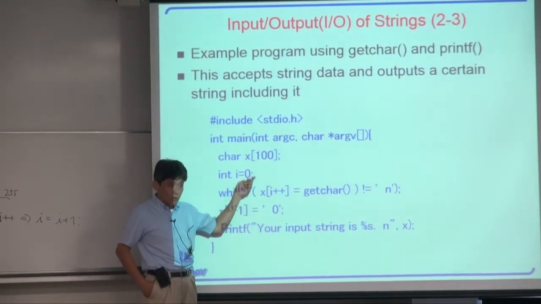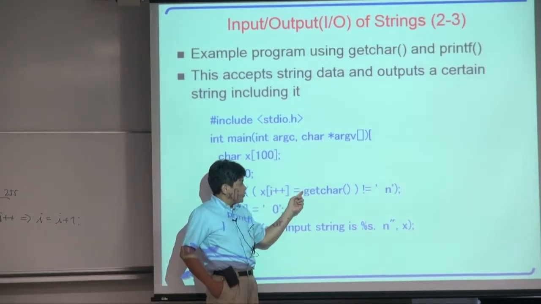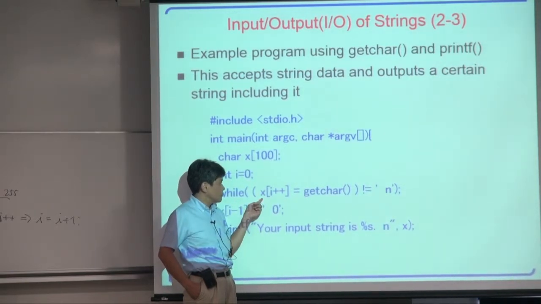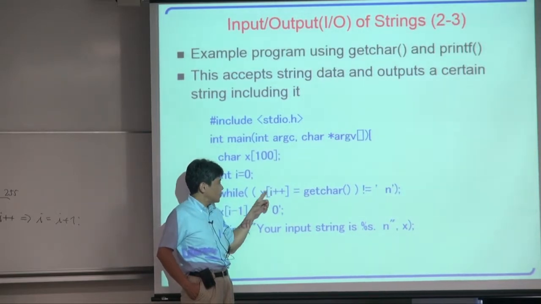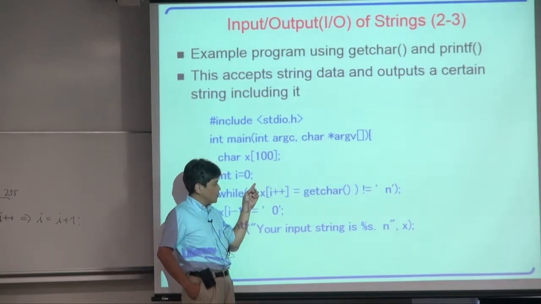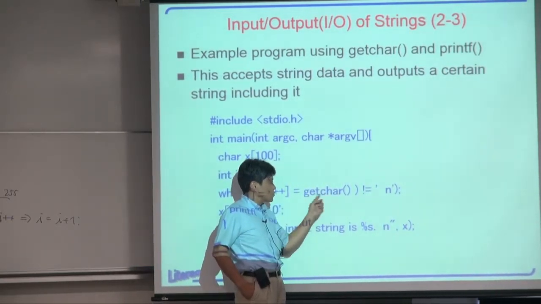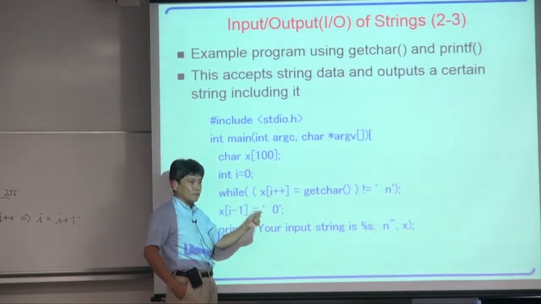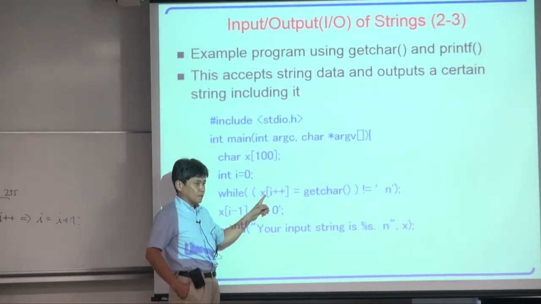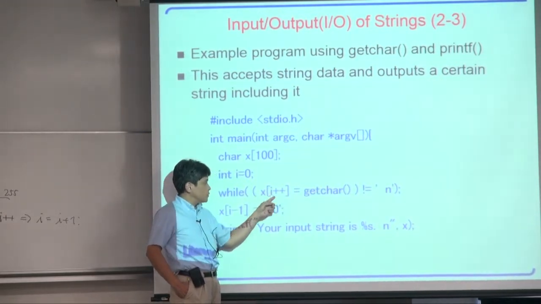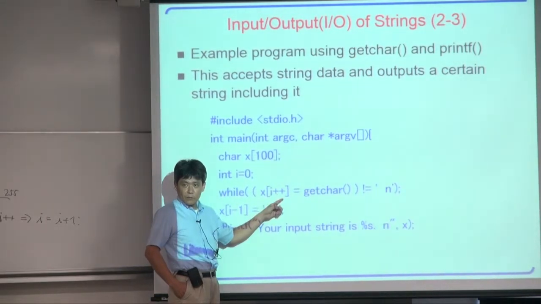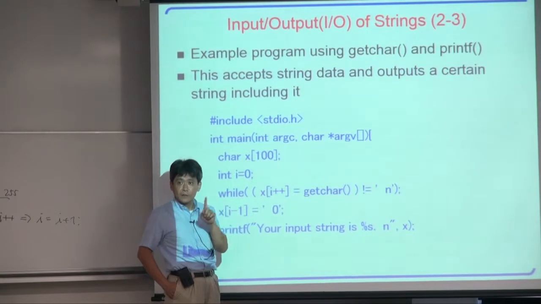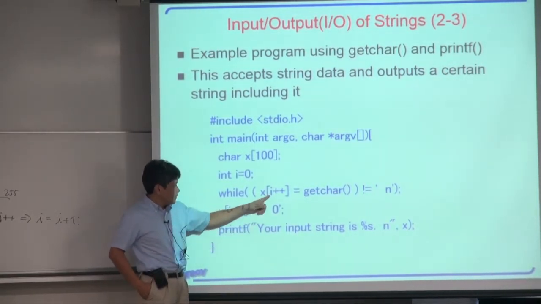So the initial value of i is 0. At the first execution of this loop, i is 0, so the element position is index 0. Firstly this function is called, and the return value of this function is stored in the first element of this array, index 0. After that, this index variable i is automatically incremented. Executing this substitution, the i value becomes 1.